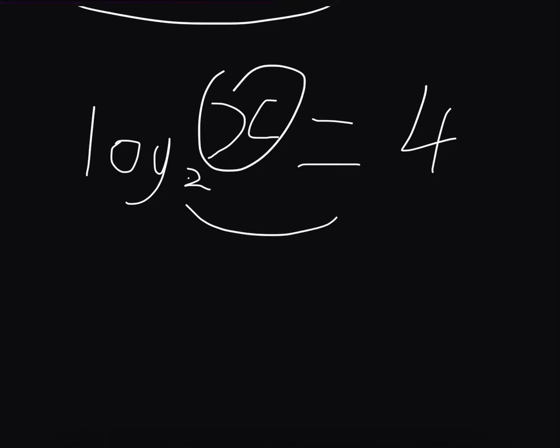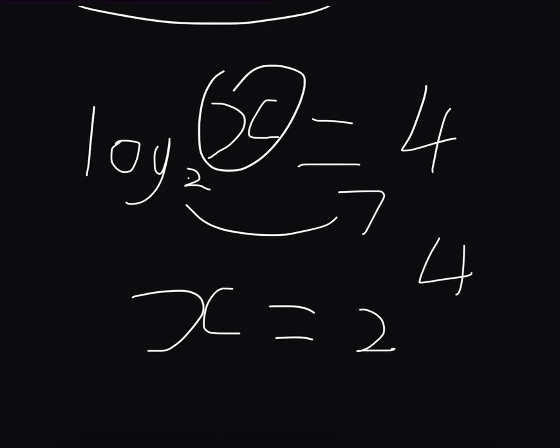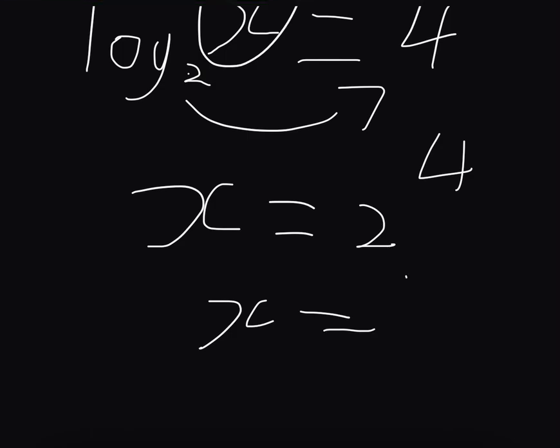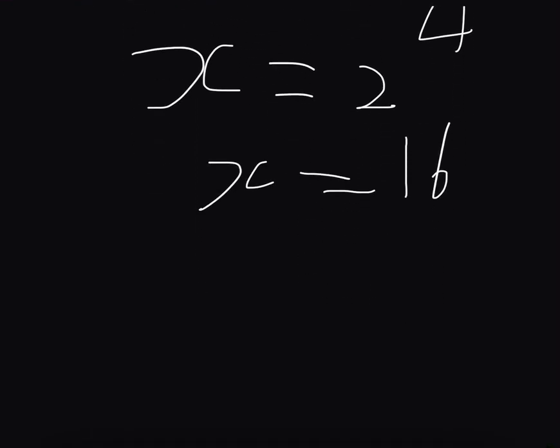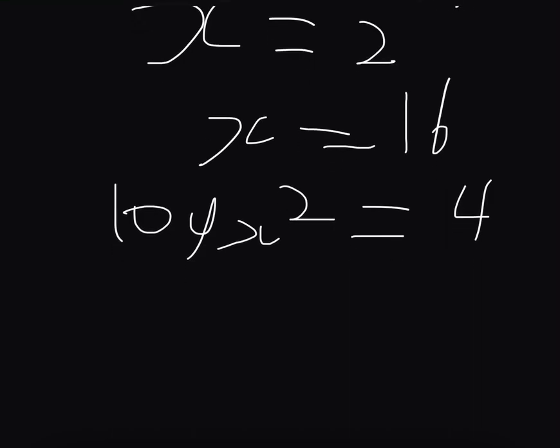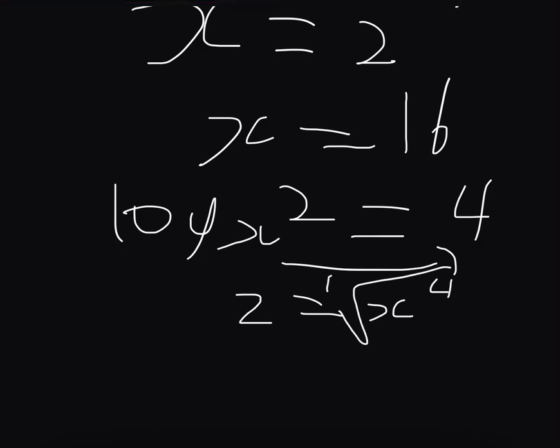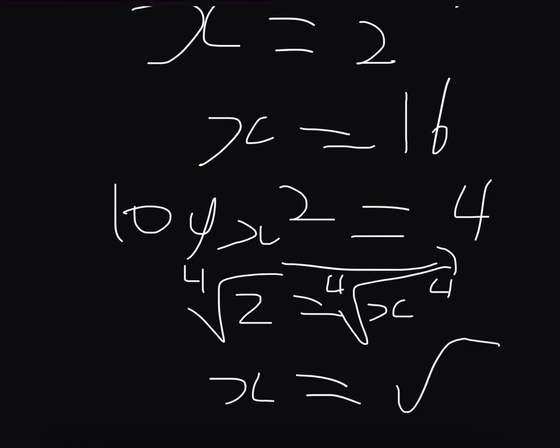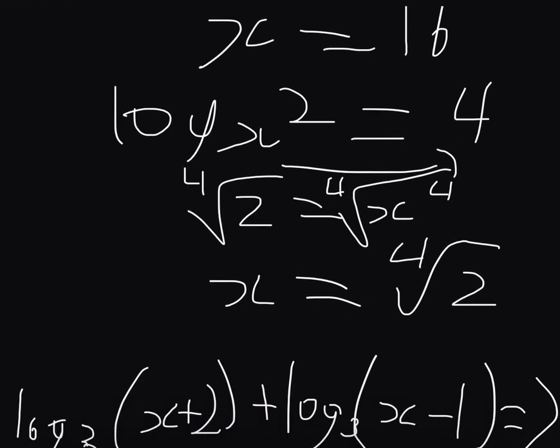Now with log, we can move this over. Now we have x equals 2 to the power 4. Now that means that x is just 16. But what happens if we say log base x of 2 equals 4? Then we just do the same thing, move it over. 2 equals x to the power 4. Then we just fourth root it. x equals the fourth root of 2.